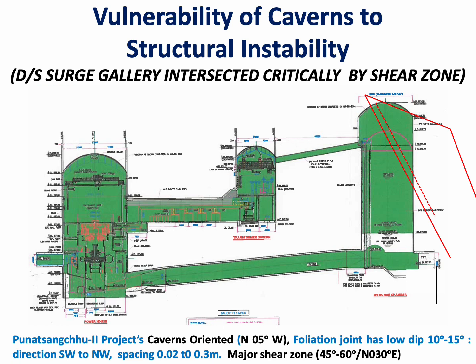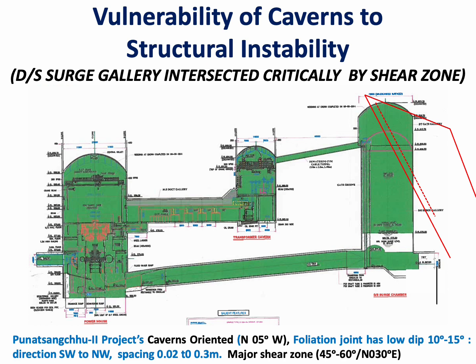This needs a study of the vulnerability of caverns to structural instability. Punatsangchhu-II project's caverns are the powerhouse machine hall, transformer hall, and the Downstream Surge Gallery. They are oriented north 5 degree west. The foliation joints have a low dip of around 10 to 15 degree, directions southwest to northwest. The spacing of such joints is 0.2 to 0.3 meter.